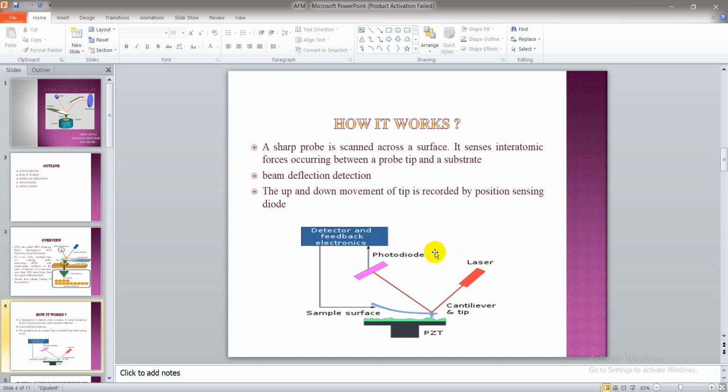Now this beam deflection is further sensed by this photodiode. So beam deflection detection is there. The up and down movement of the tip is recorded with the help of this collision sensing diode. There is also a feedback circuit, which helps us to detect if any kind of error is there within the circuit.